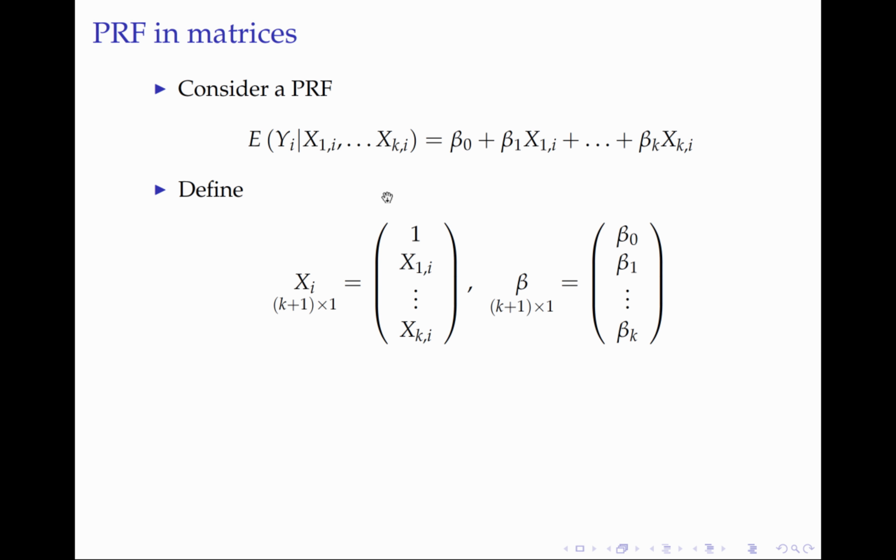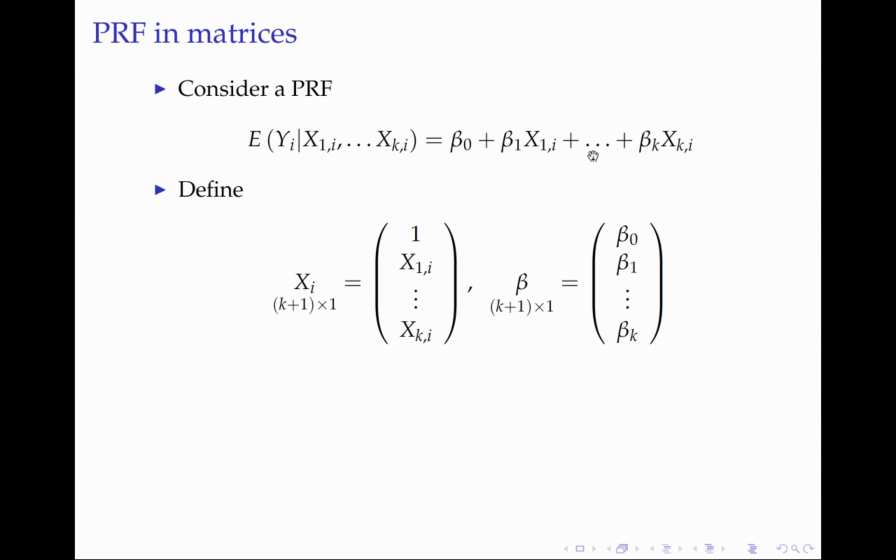So here's our first simple example of that. Here we have a PRF, a population regression function, which is a conditional expectation. And in this case, it's a multiple regression model. So we have the conditional expectation of y given k explanatory variables being expressed in terms of an intercept, and then those k explanatory variables with the coefficients beta 1 up to beta k. So this is a standard multiple regression model. You've seen these before, right?